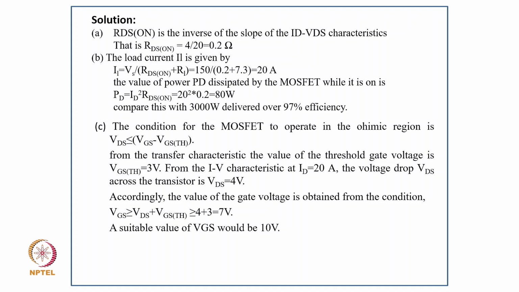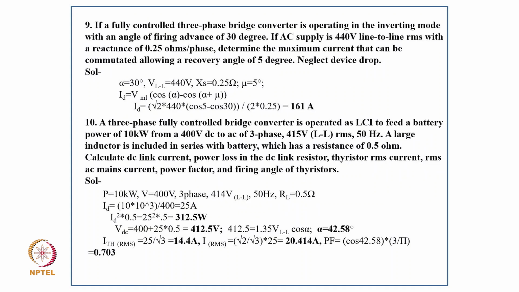So compared to the 3000 watt delivered, this is about 97% efficiency. The condition for the MOSFET to operate in the ohmic region is VDS much smaller than VGS minus threshold. From the transfer characteristic, the value of the threshold gate voltage is VGS equal to 3 volt. From the IV characteristic at ID equal to 20 ampere, the voltage across the transistor is VDS equal to 4 volt. So according to the condition, VGS is much larger than VDS plus VGS threshold, that is 4 plus 3, that's 7 volt. The suitable value of VGS would typically be 10 volt.